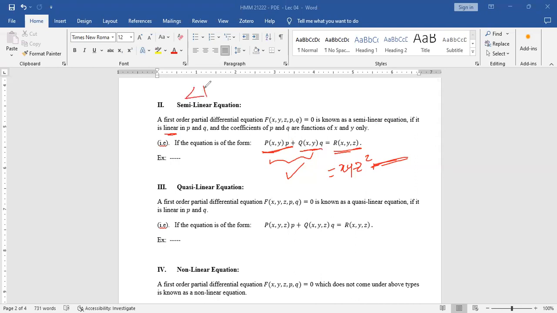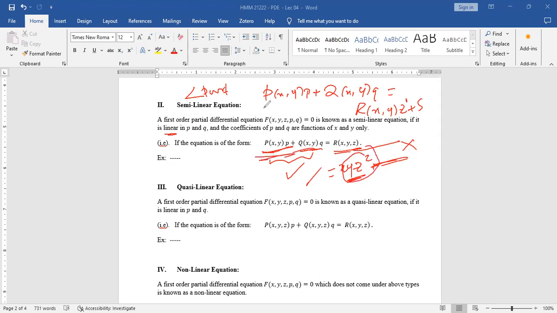We know that it is half. It is only obeying half of the linearity property. This half they don't like a linear. You can see the linear one, P(x,y) p plus Q(x,y) q is equal to R(x,y). Here also z is to the power of 1. Here we don't have maybe an extra z also. But here it doesn't need to be linear. That's the only thing. So half of the things, okay. So that's why it says semi.